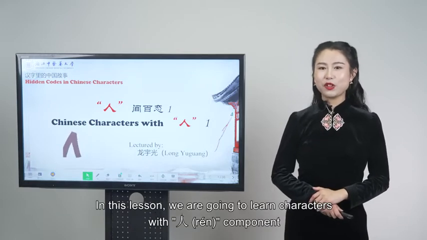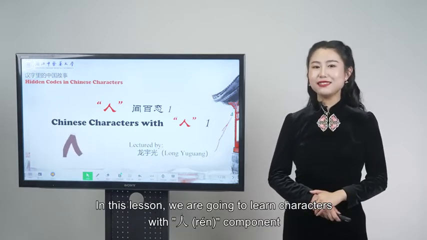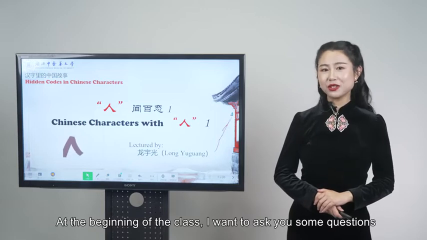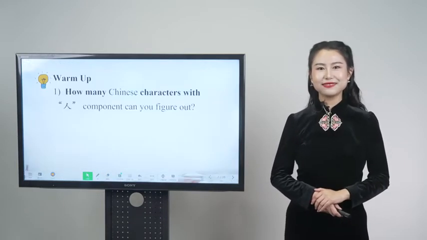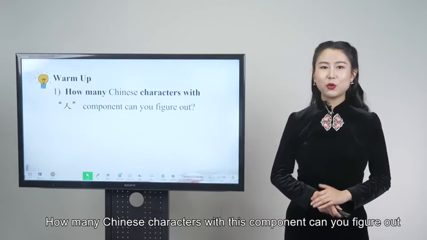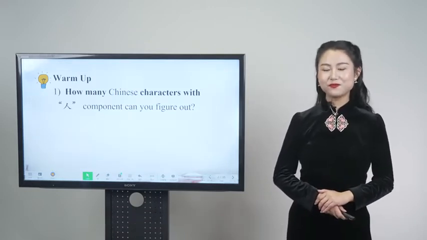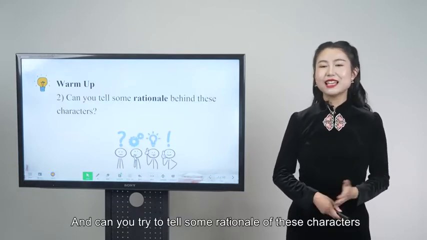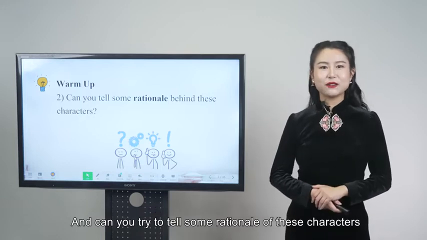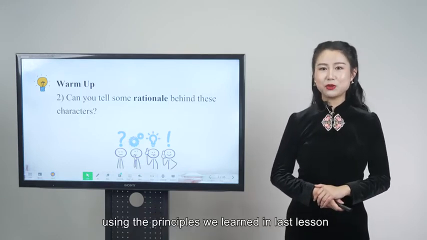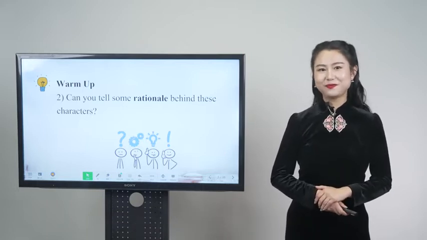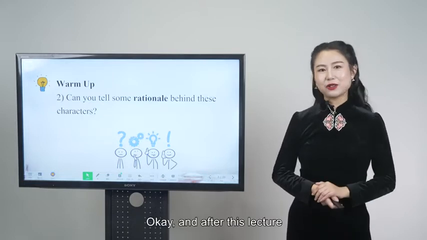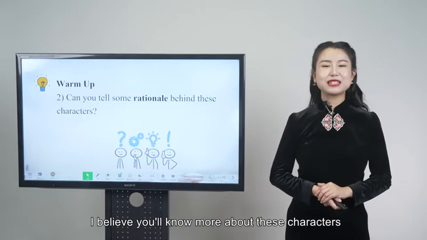In this lesson, we're going to learn characters with 人 components. At the beginning of the class, I want to ask you some questions. The first one, how many Chinese characters with this component can you figure out? And can you try to tell some rationale of these characters using the principles we learned in last lesson? After this lecture, I believe you will know more about these characters.